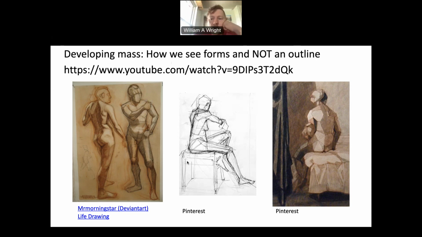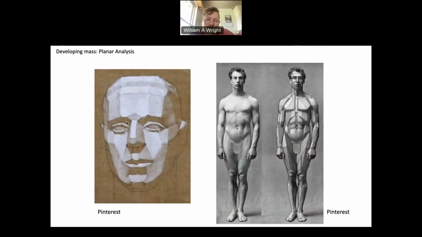And we talked about before, if you were in one of my drawing one classes, you should know about planar analysis, which is basically just understanding that each change in the direction of your body is a change in plane, which is a change in value. Every time that value shifts, it's telling you that there's a directional change and depth there. So planar analysis, what you're seeing here and what you see on the next slide, helps you develop mass, by understanding all the planes and angles that create a rounded, full figure.